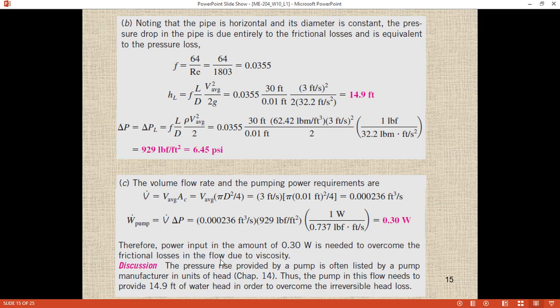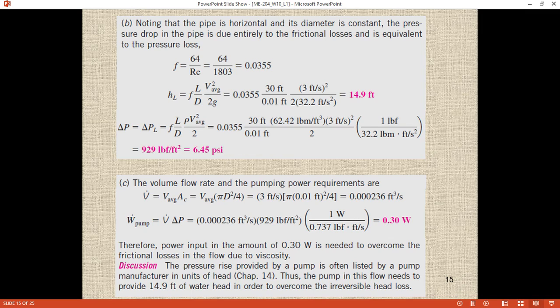Therefore, a power input of 0.3 watts is needed to overcome the friction losses in the flow due to the viscous effect, definitely. We have seen previously that if the flow is inviscid, there is no friction loss, the energy at point 1 is equal to the energy at point 2, and there is no pressure drop.